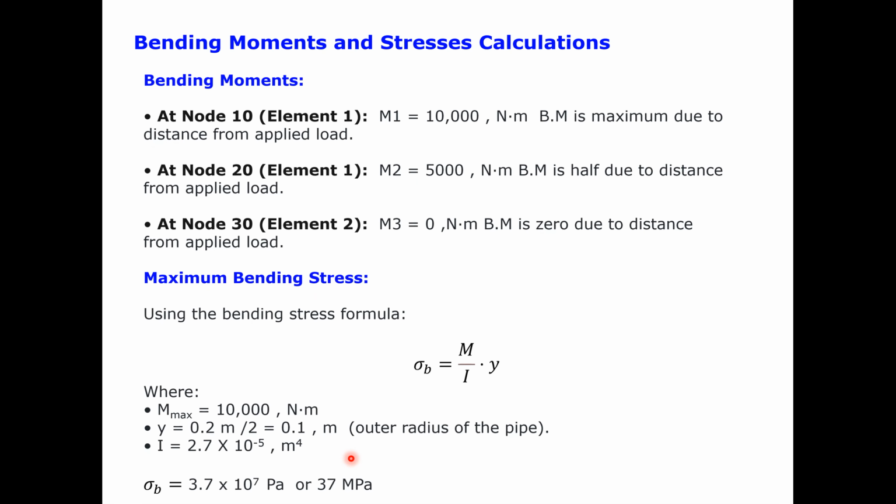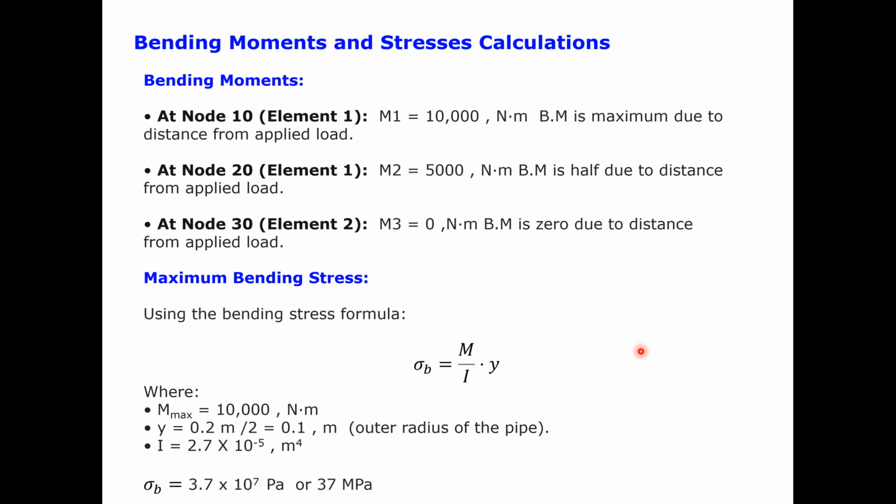For maximum bending moment and stress calculation, the maximum bending occurs at node 10, which is far away from the applied location. At node 10, element 1, M1 is 10,000 Newton meter. Bending moment is maximum due to the distance from the applied load. At node 20, element 1, the M2 moment is half of M1 because the distance is half, so that's why the moment is half. At node 30, which is element 2, the moment is 0 because the distance from the applied load is equal to 0.